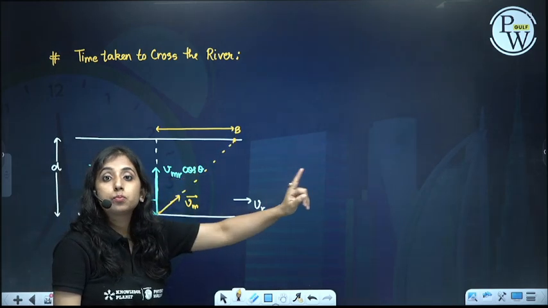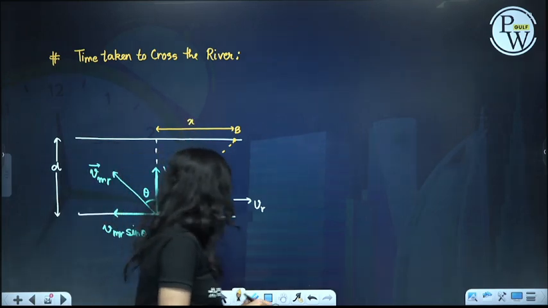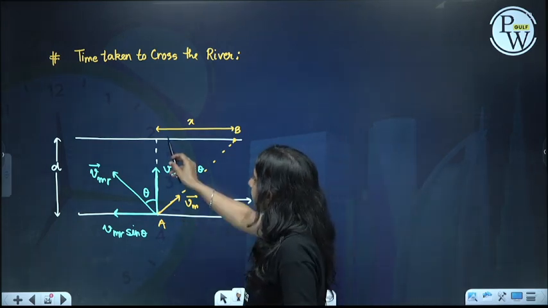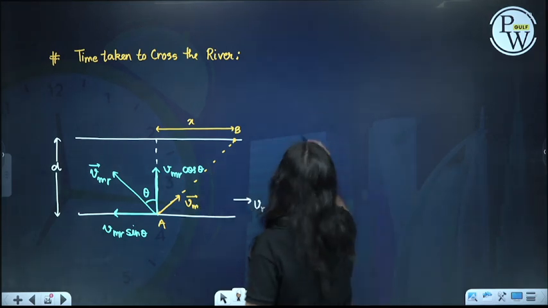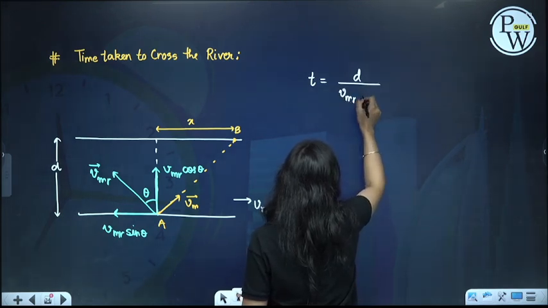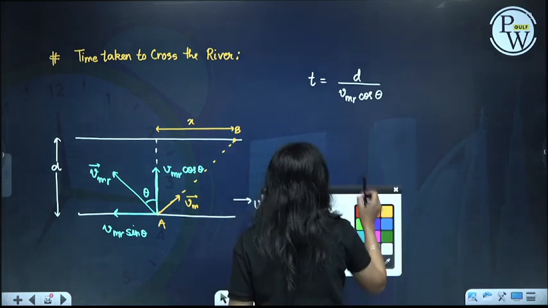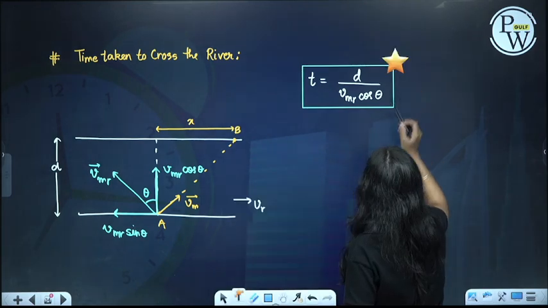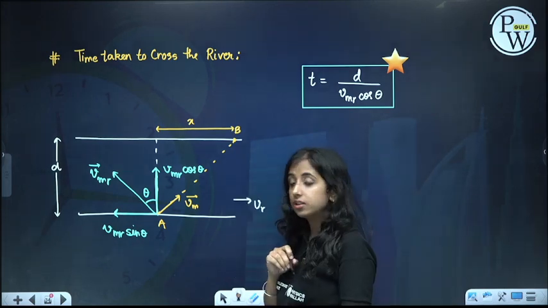So this change or displacement, initially it is at this point, finally it is at this point. Displacement along the river is called drift. Now displacement in y direction is d. Speed in y direction is vmr cos theta. So time will be equal to d divided by vmr cos theta. This is the time which the man will take to cross the river.